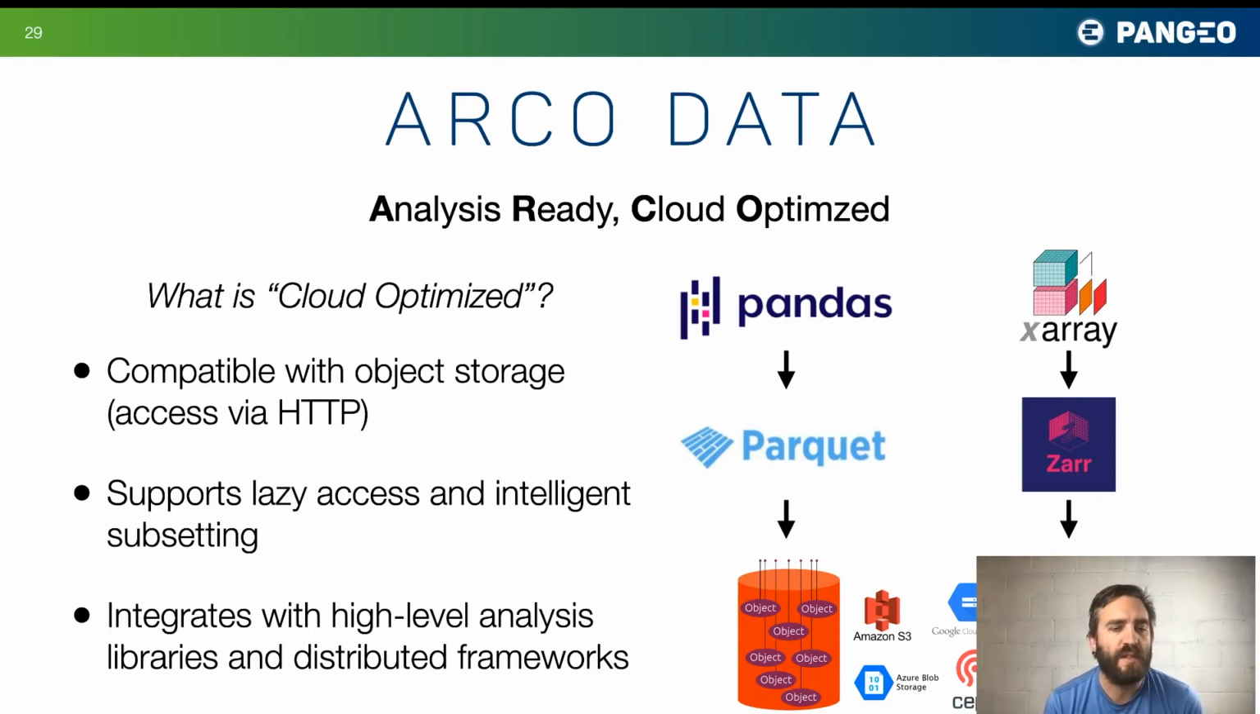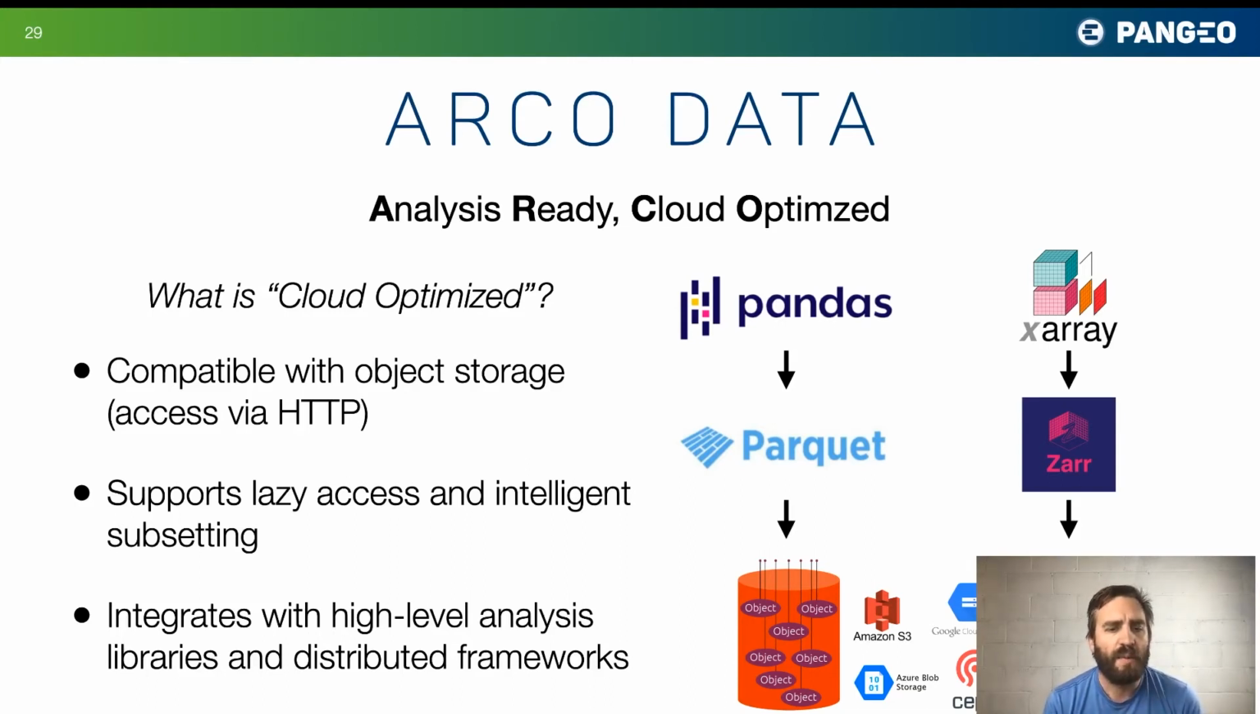Cloud optimized data supports lazy access and intelligent subsetting. So I don't have to download a massive file if I only want a small piece. I can also look at the metadata separately from the data itself.